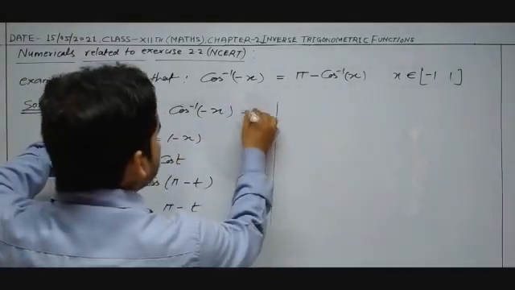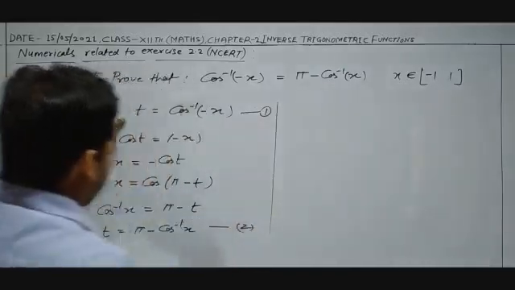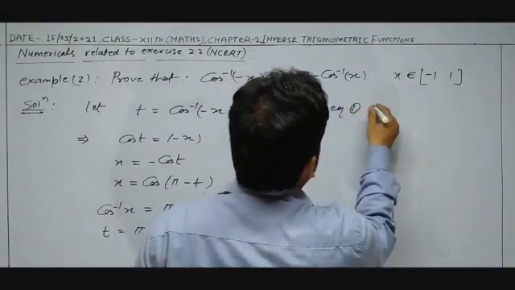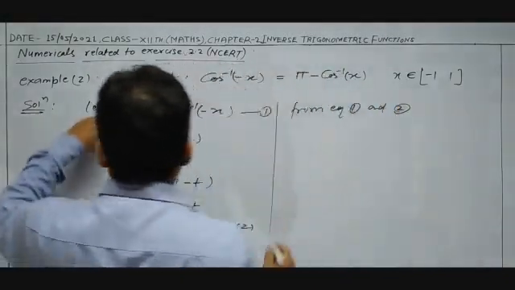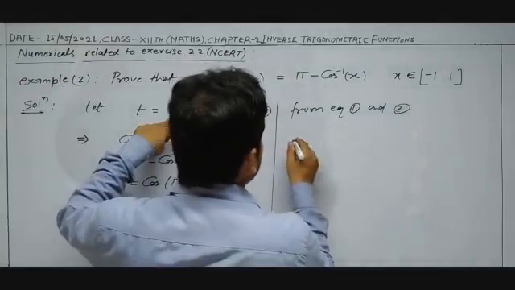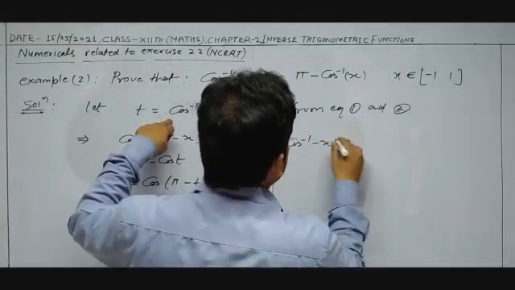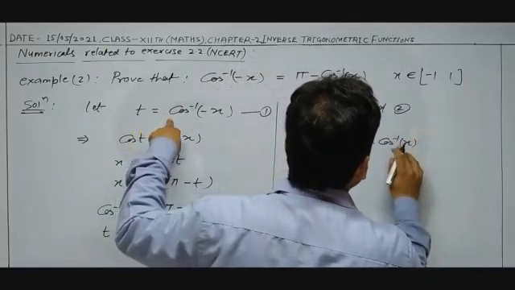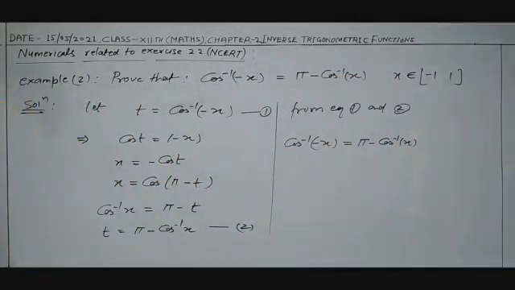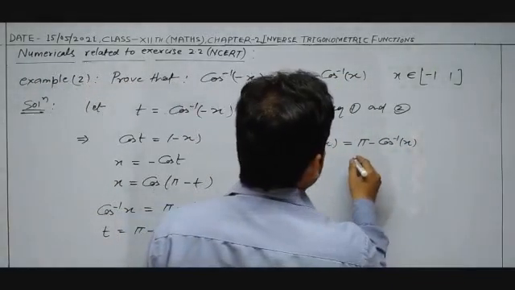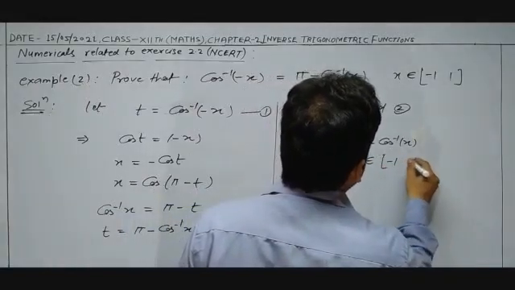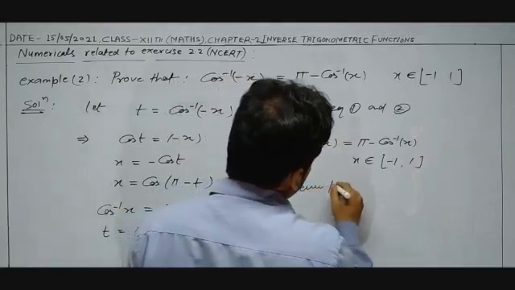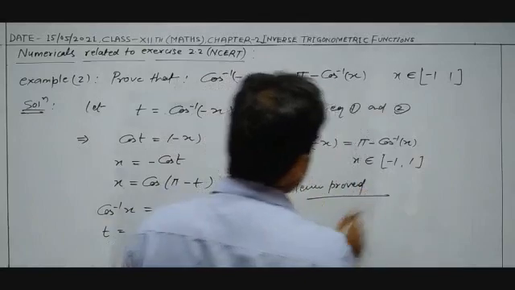Consider equation 1 and equation 2. From equation 1 and 2, left hand side is equal, so right hand side will also be equal. So cos inverse minus x is equal to pi minus cos inverse x. So this is the proof such that x belongs to minus 1 to 1 in closed intervals. Hence proved.